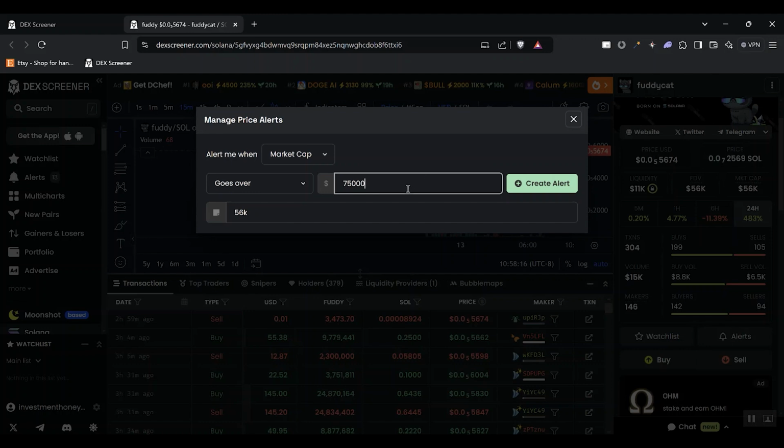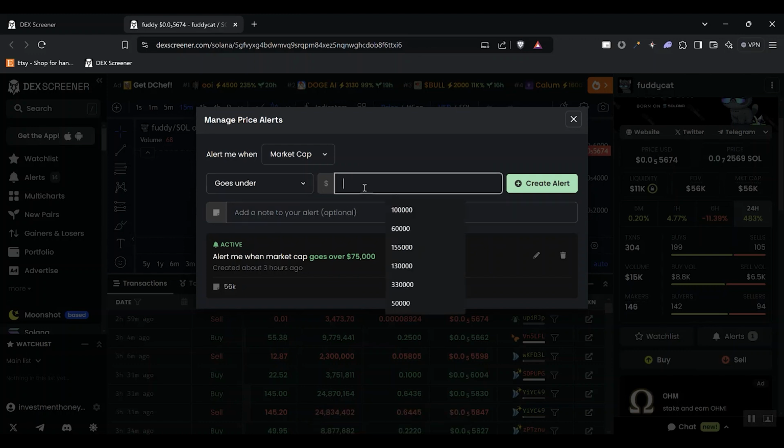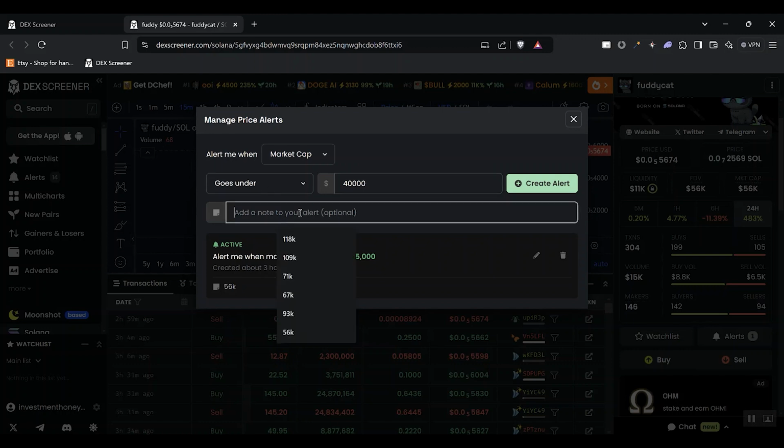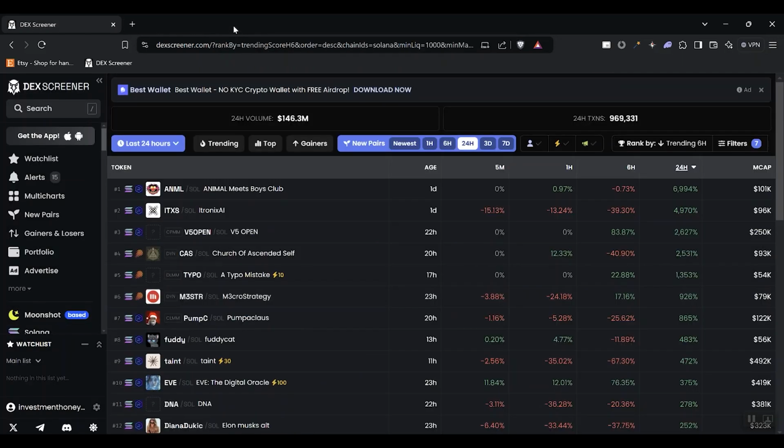So, all right. With that being said, we're going to create this alert at 75, and then we're also going to set one under. Remember, we always set two alerts. So we're at 56. I think if this drops to 40, I'll take a look at it again, but we'll see. So we're going to set this at 56K. All right, so we created the alerts, and we're done with that.